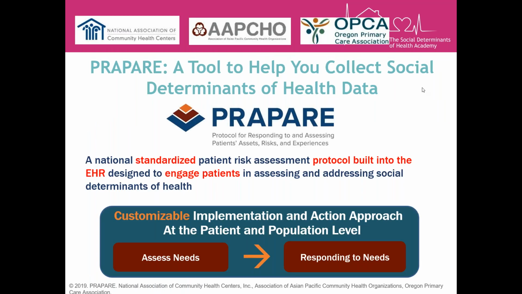So we quickly just wanted to let you know of a tool that is out there to help you collect standardized data on the social determinants of health, and that tool is called Prepare. So Prepare was developed about 6 years ago by the National Association of Community Health Centers, the Association of Asian Pacific Community Health Organizations, and the Oregon Primary Care Association, working very closely with a group of stakeholders from the health center community to develop a national standardized social risk assessment tool that is built into the electronic health record and that is really designed to engage patients in assessing and addressing their social needs. So it's meant to be a customizable tool that can fit into health centers' different workflows.